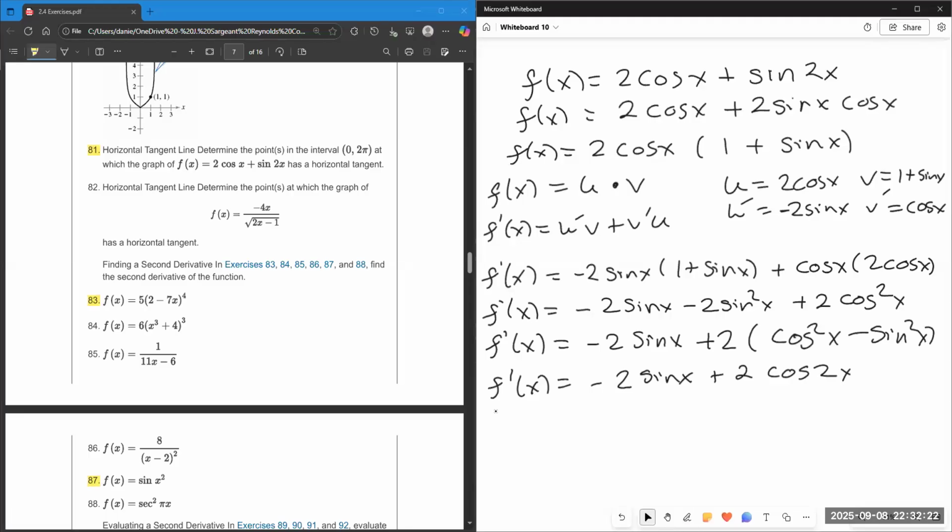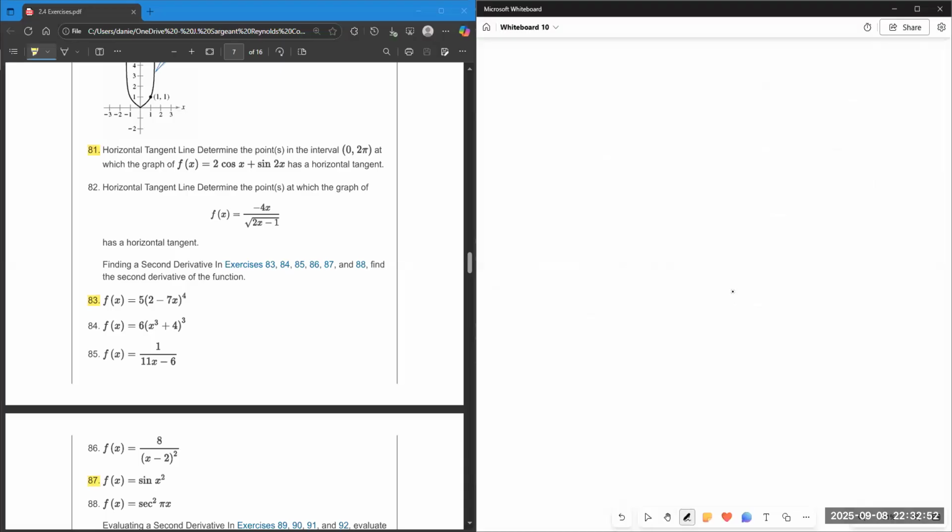Now, was that the most efficient way? It was not. I just wanted to show you this is the way that you can do it avoiding the chain rule. But let's go back and use the chain rule and show you that we can do this better with the chain rule. I haven't solved it yet, but I'll go back and solve it in just a second. Let me go back and restart 81 here, which is f of x is equal to 2 cosine x plus sine of 2x.